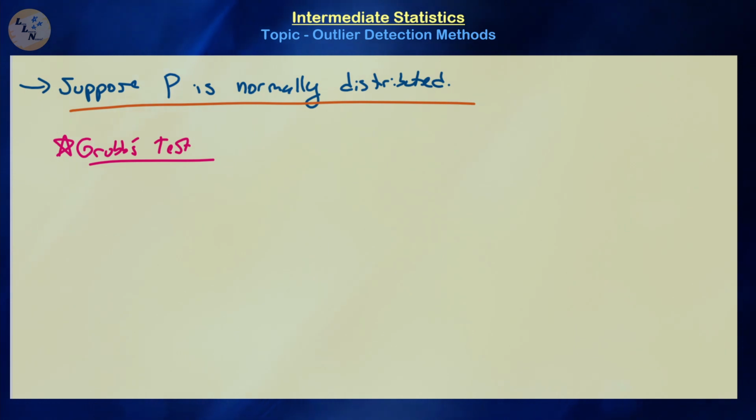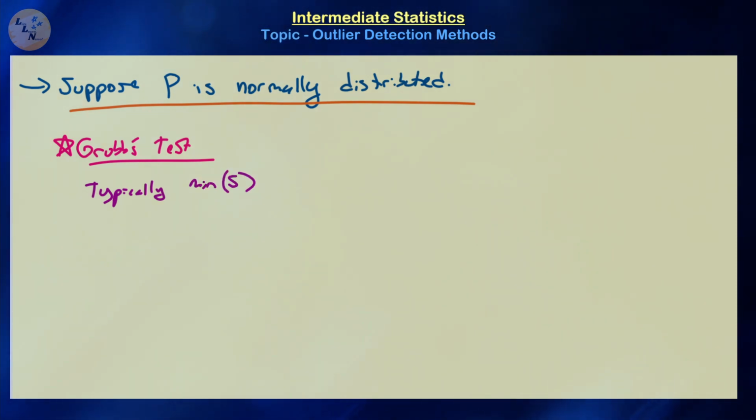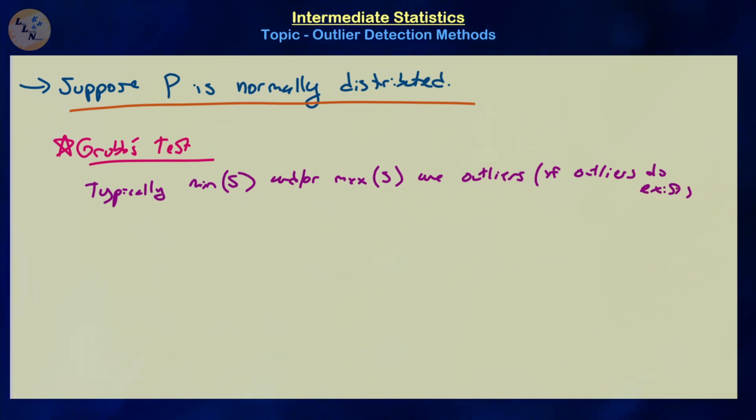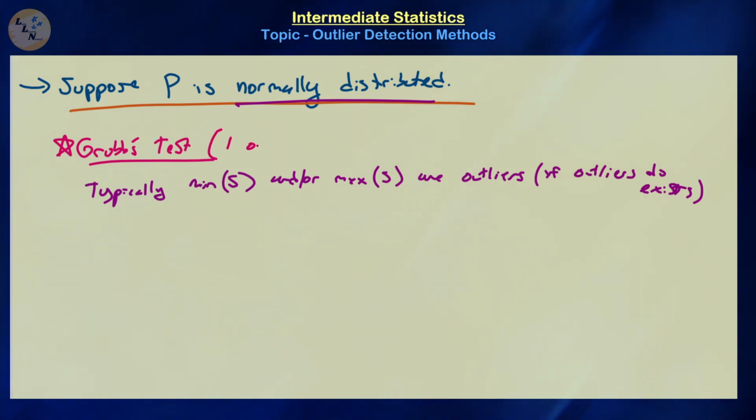The Grubbs test usually is based on the assumption that typically the minimum of a data set and/or the maximum of the data set are outliers, if outliers do exist. Because if they are outliers and we're assuming normally distributed, then the outliers are usually located in the tails. So it's usually the maximum and the minimum. Grubbs test is only focused on one outlier, not two or more. I'll briefly discuss an extension of the Grubbs test momentarily.